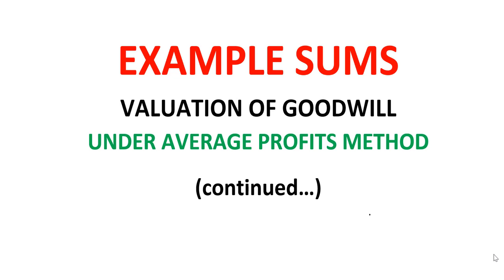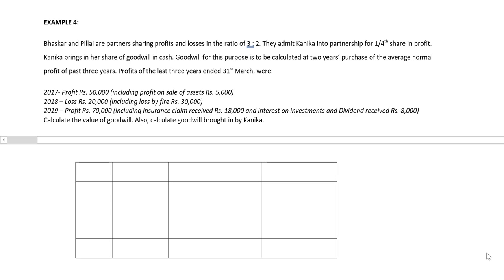Hi, we are continuing example sums under valuation of goodwill in the average profits method. Let's go to example 4.